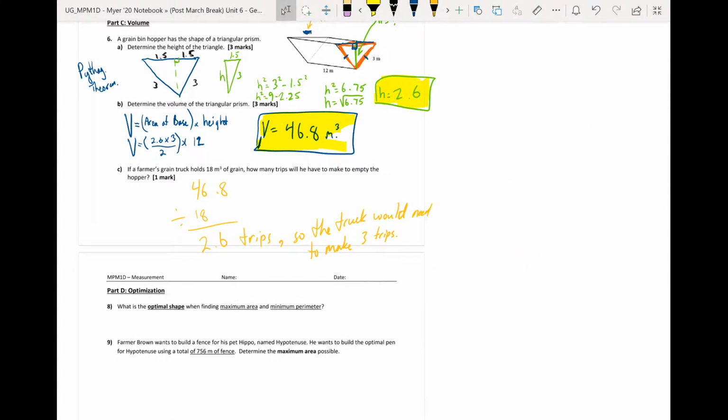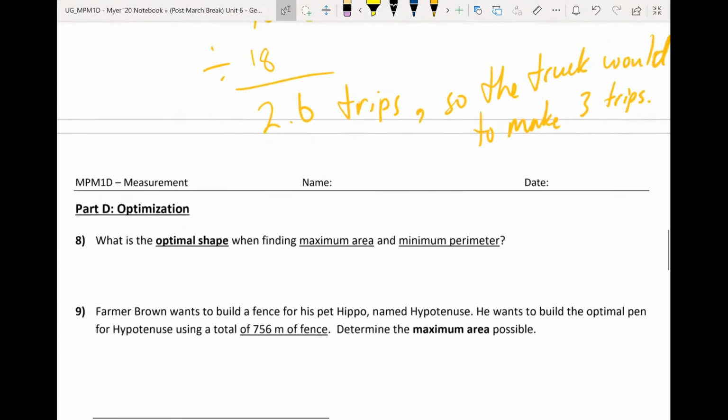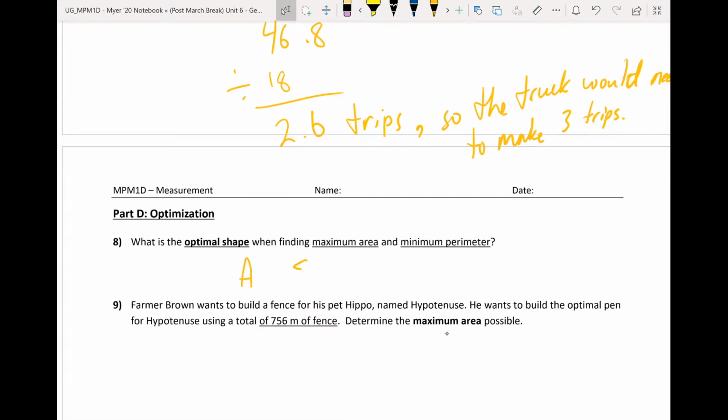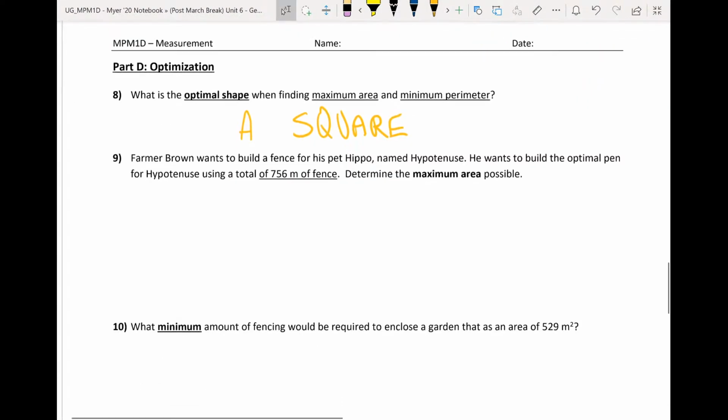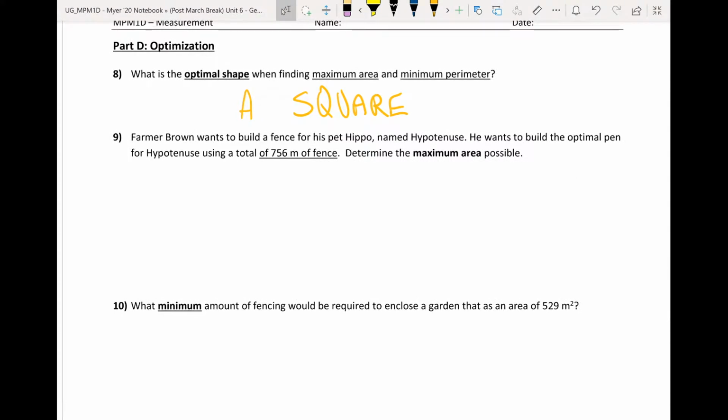Okay, what is the optimal shape when finding maximum area and minimum perimeter? All right, just like your teacher, it's a square. That's an old reference for you 60s folks. Okay, so Farmer Brown wants to build a fence for his pet hippo named Hypotenuse. He wants to build the optimal pen for Hypotenuse using a total of 756 meters of fence. Determine the maximum area possible.